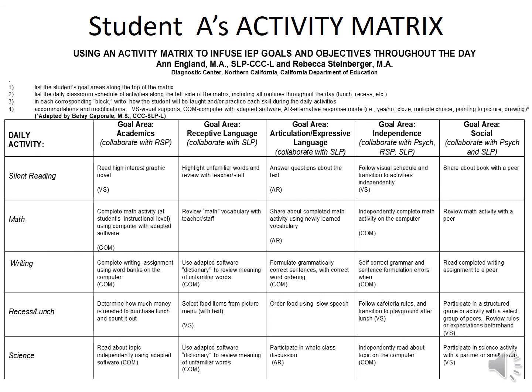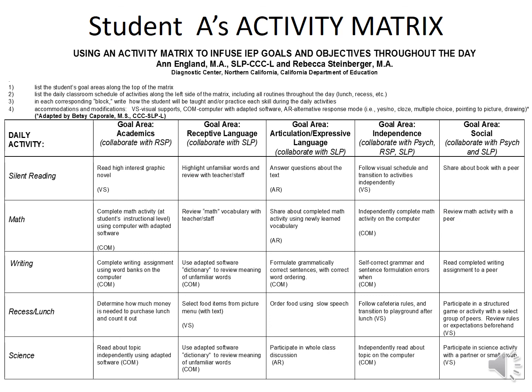The next daily activity is math. He's going to be using a computer with adapted software. Remember, we talked about the difference between adapted and remedial software. He's going to be using a math activity on the computer while the other students are working maybe in a workbook or with worksheets. He's going to complete a math activity on the computer with adapted software, probably more of an interactive type activity at his instructional level.